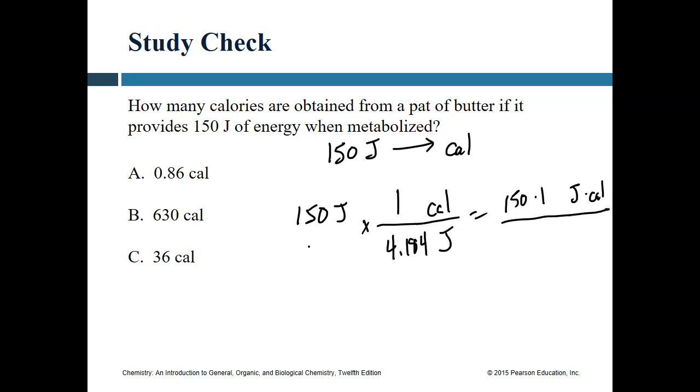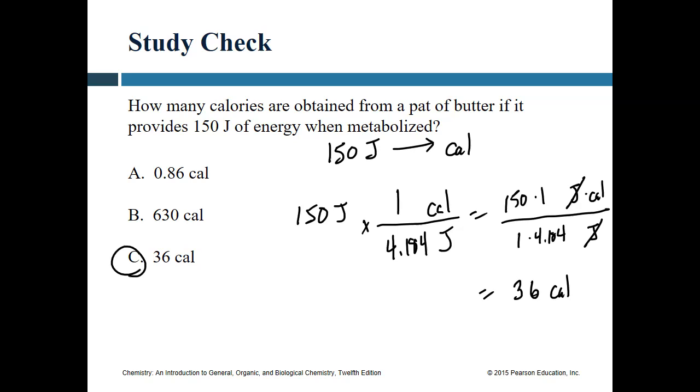And in the denominator, I've got nothing here. So I've got 1 times 4.184. And so if I do my canceling here, joules cancel. I'm left with calories. I just need to do the calculation itself. $150 divided by 4.184 would give us 36 calories. So it would be C.